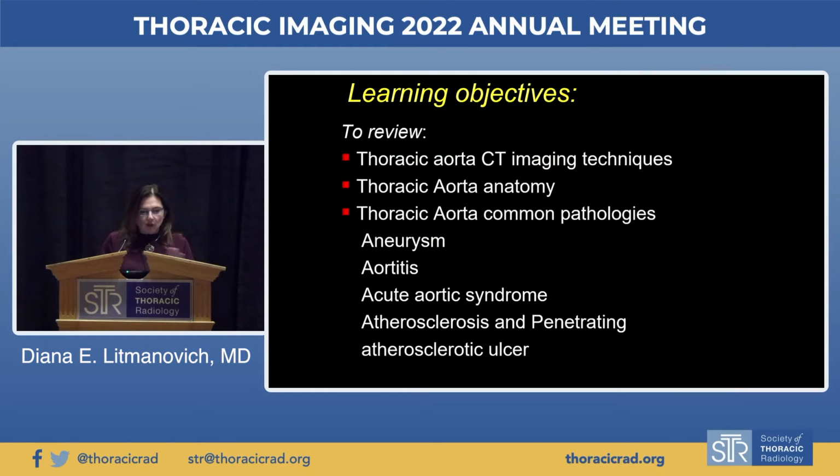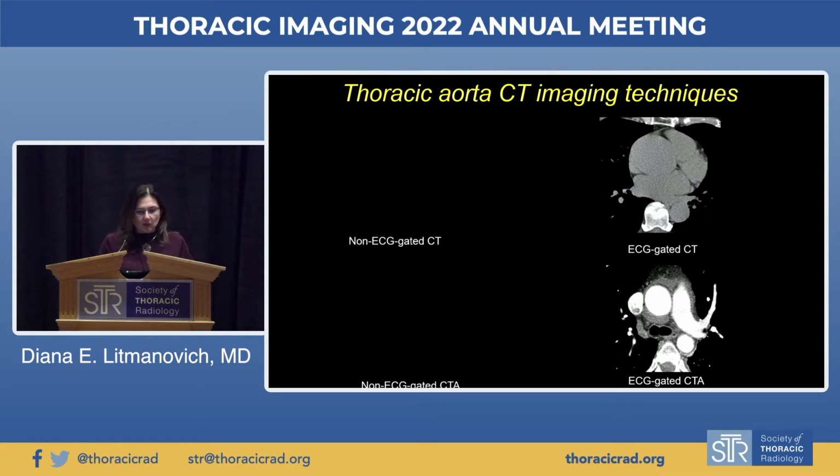Okay, so we're going to talk about how we image the aorta. We're going to talk a little bit about the important points in thoracic aortic anatomy. And we're going to talk about specific points in interpretation and reporting of some of the common aortic pathologies. So let's start with imaging.